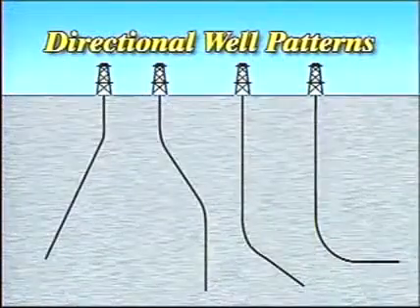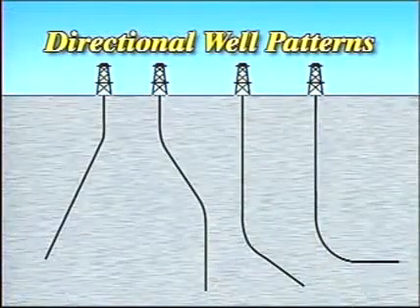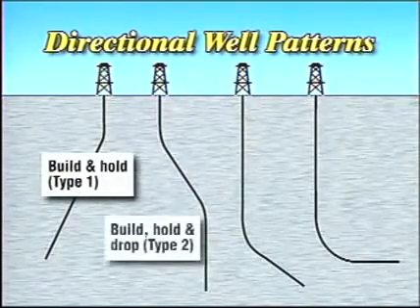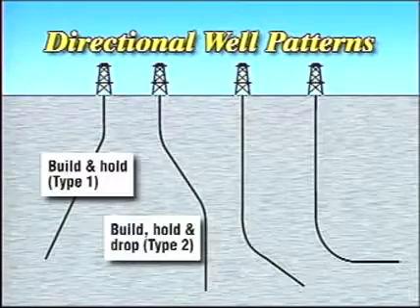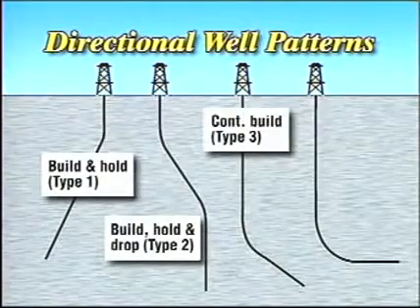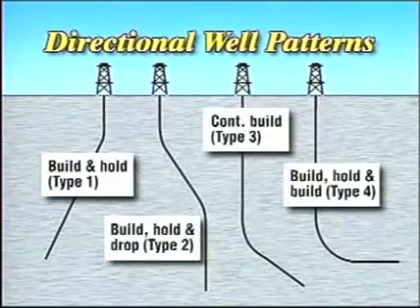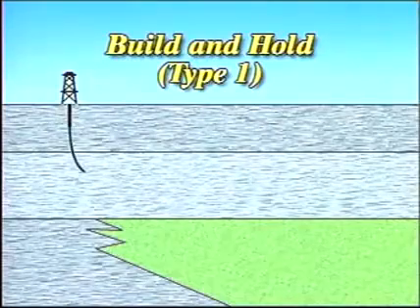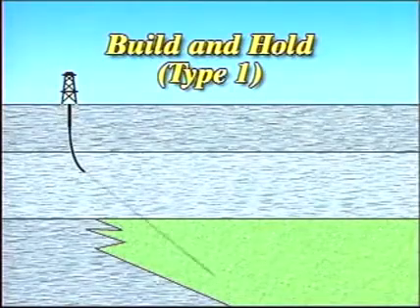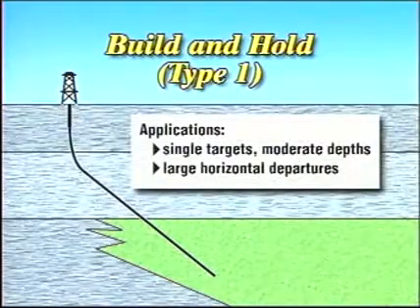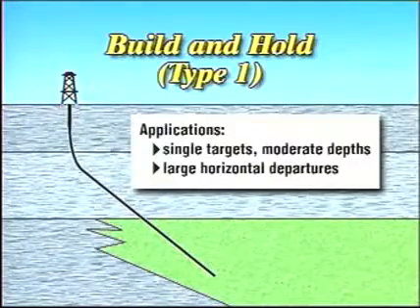In laying out the well trajectory, we may start by looking at 4 general patterns: the build and hold, or Type 1 pattern, the build, hold, and drop, S-curve, or Type 2 pattern, the continuous build, or Type 3 pattern, and the build, hold, and build, or Type 4 pattern. The build and hold pattern employs a shallow initial deflection from vertical and a straight angle approach to the target. It's good mainly for reaching single targets at moderate depths, and sometimes for drilling deeper wells with large horizontal departures.